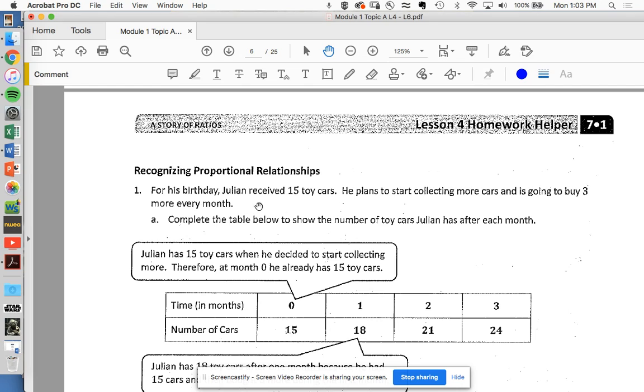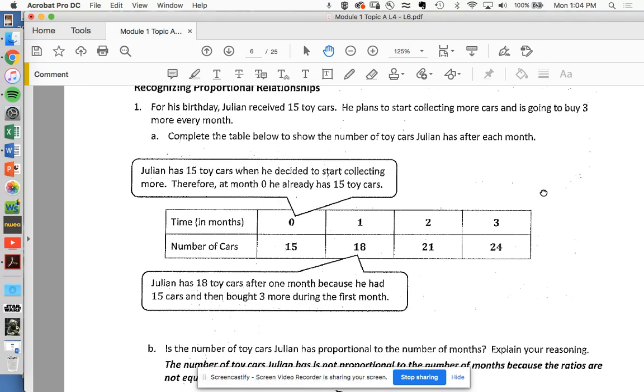All right, so for his birthday, Julian, again, this is the stuff that I want you to read over. If we have time, we'll look over it. But if we don't have time, you read over it. He gets 15 toy cars for his birthday. He was like, I want to start collecting cars. So he gets 3 more every month. Save up his allowance, he gets them. So we make a table, time in months, number of cars. The number of cars he has depends on how long he's been collecting them. Is that correct? Time is like our X.